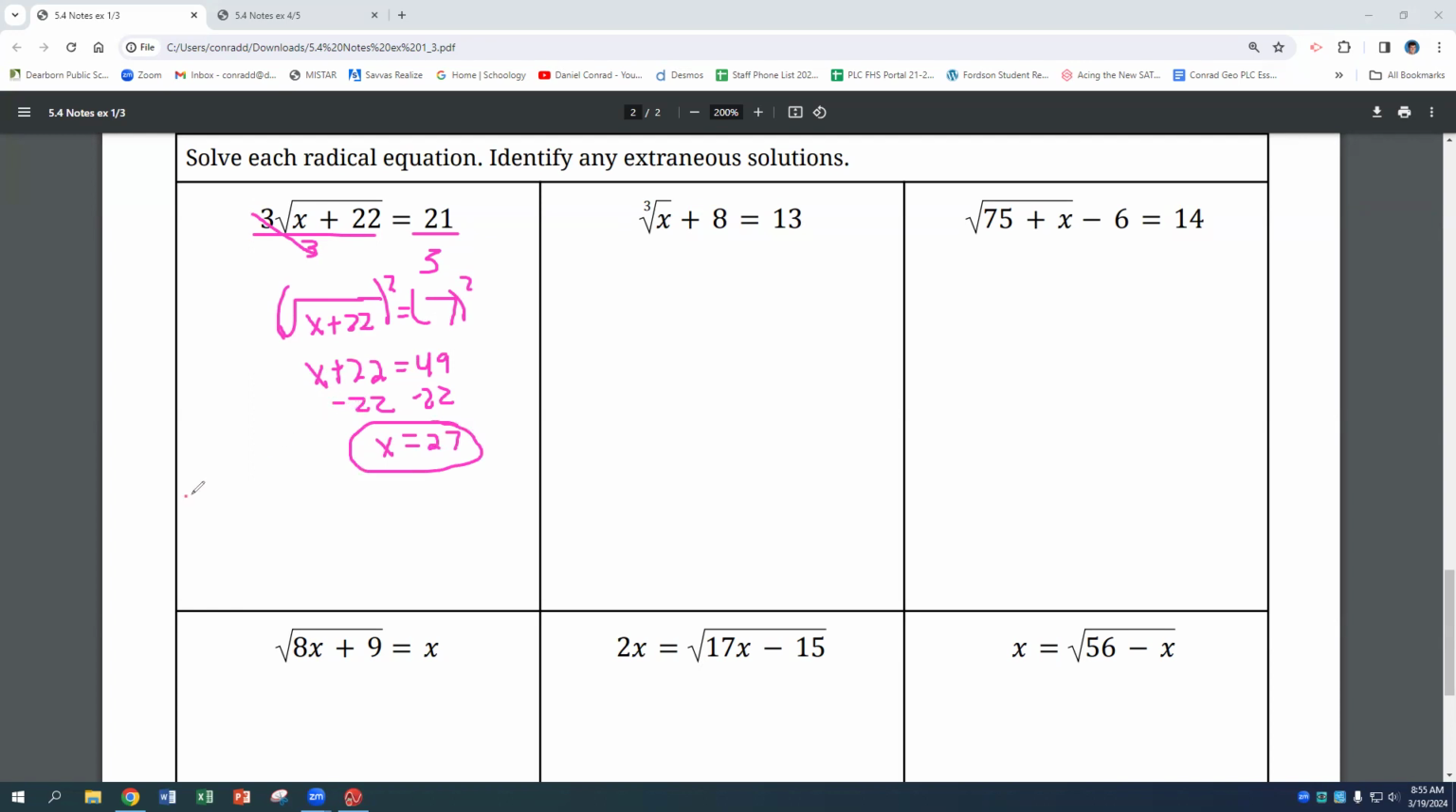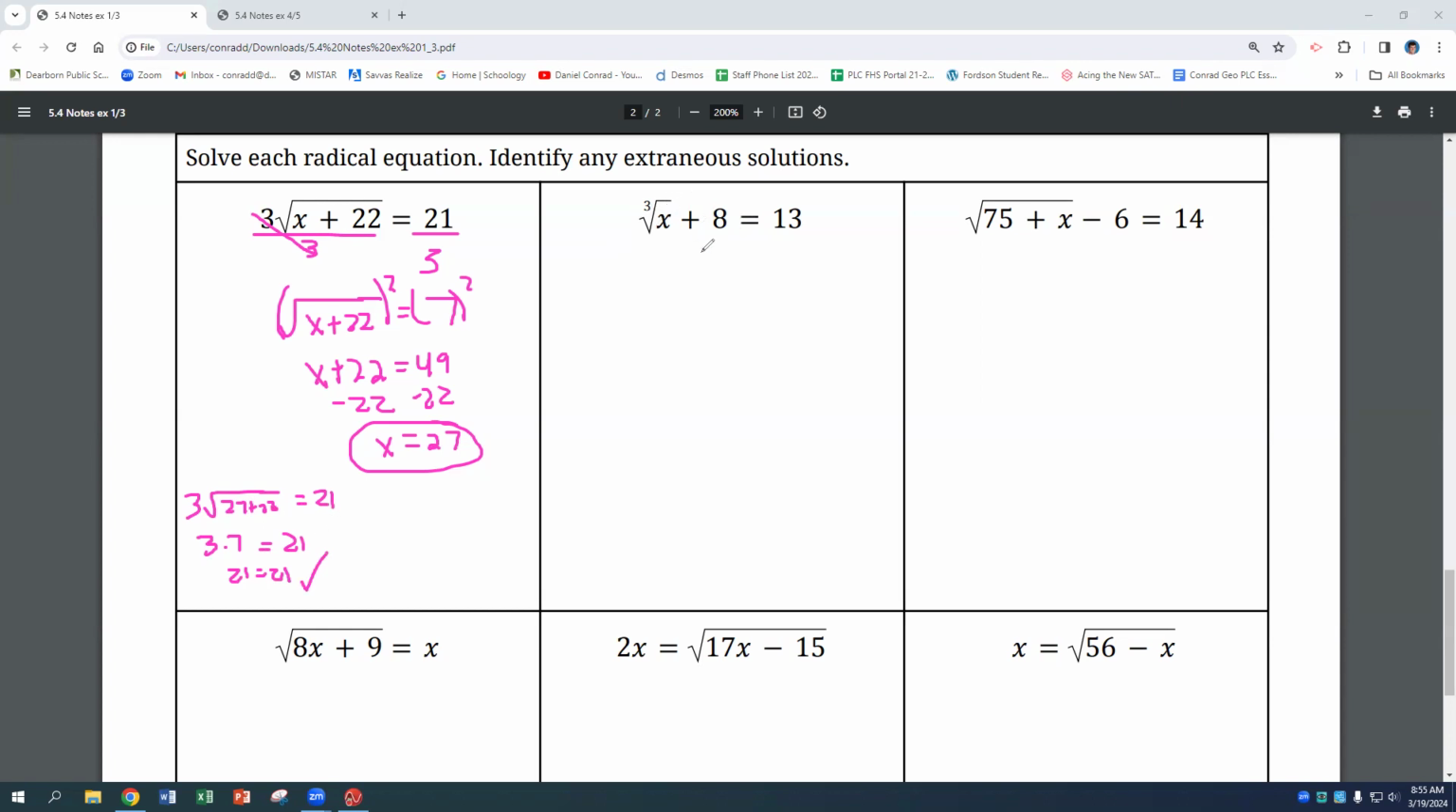All right, if we check our answer, you get 3 times the square root of 27 plus 22 equals 21. So that would be 3 times the square root of 49. Square root of 49 is 7. 3 times 7, 21 equals 21. So we are good. Okay, we got cubed root of x plus 8 equals 13.